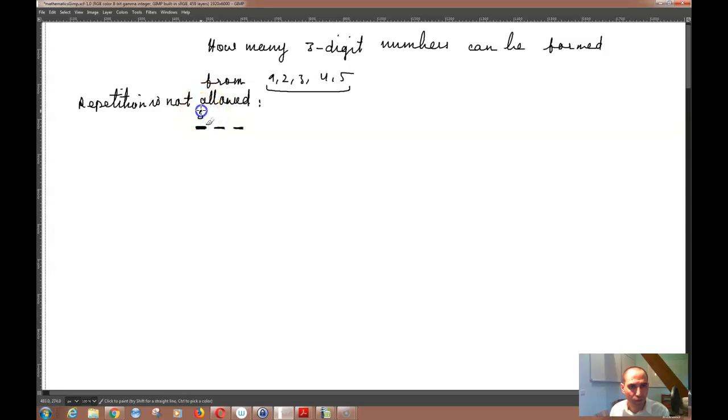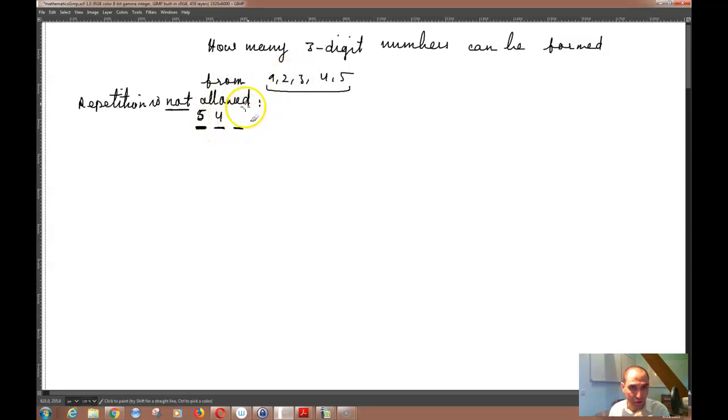So there are 5 different ways to do that. Now, if repetition is not allowed, then of course you've chosen one of these digits over here, right? So since you've chosen one of those digits, you have 4 digits at your disposal. So there would be 4 different ways of filling this placeholder using those remaining 4 digits.